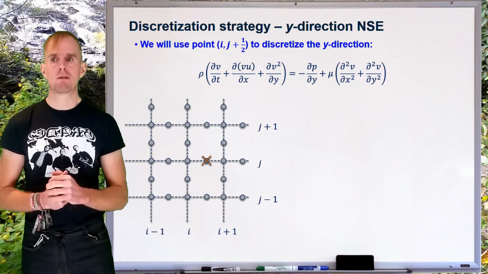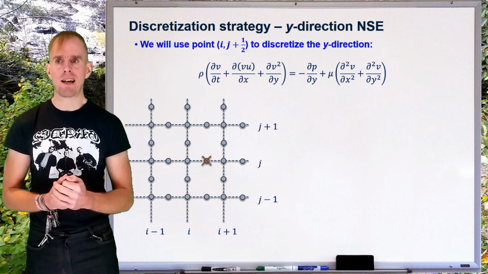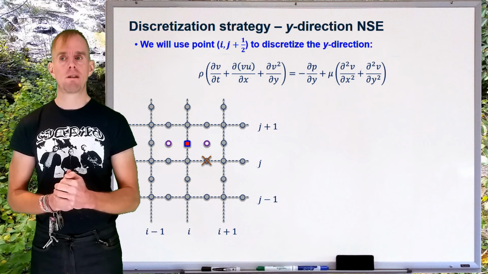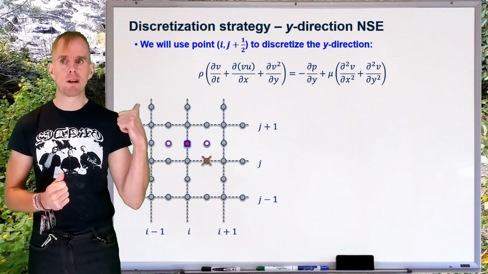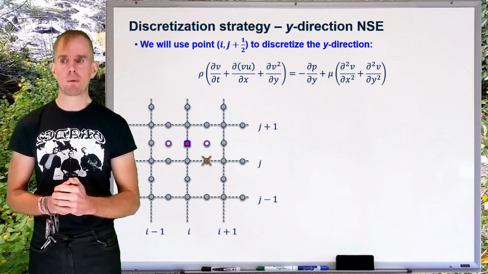There's my finite difference grid again. I've put a large cross through where we discretise the x direction. Now I'm going to highlight where we're going to discretise the y direction. And so we can see where that square is, that red square with a blue border. That is the node that we're going to use to discretise the y direction of the Navier Stokes equations.